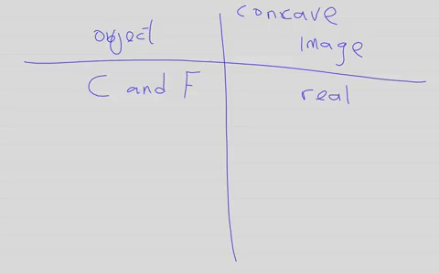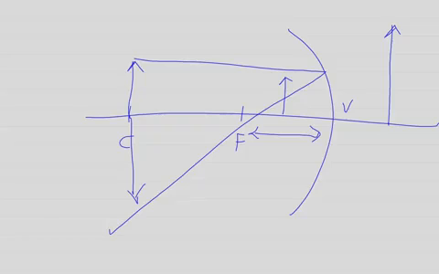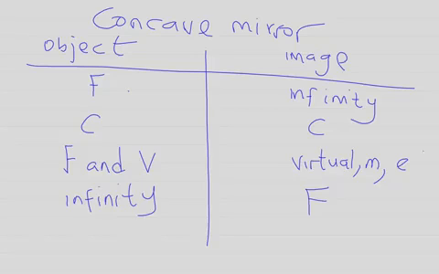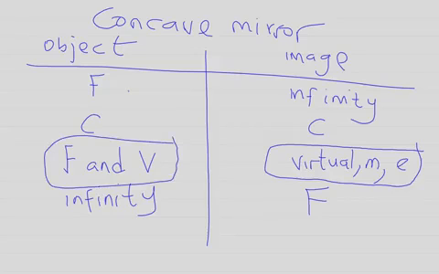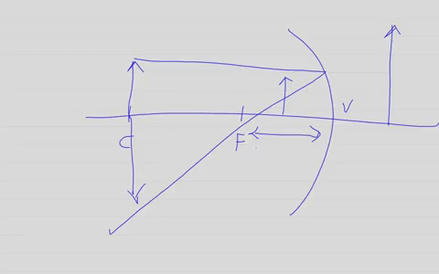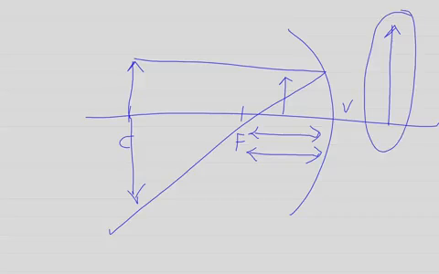If the object is behind C, but not at infinity now, the image will still be real. The instance where the image will be virtual is when the object is between F and B. Between F and B, the image will be virtual. So we're able to go through those things.